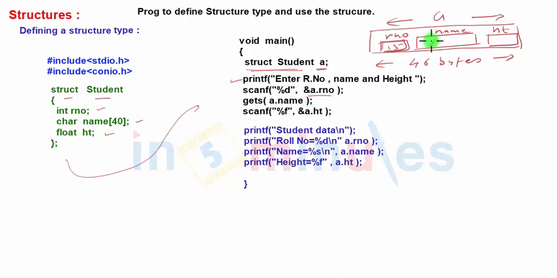So some name will be input, let's say some name xyz, and then scanf %f for height, because height is a float variable, and a dot height. Suppose the height input was 5.7 feet.